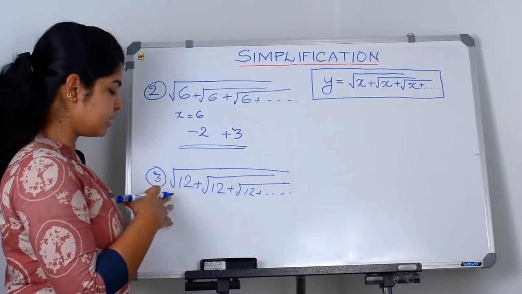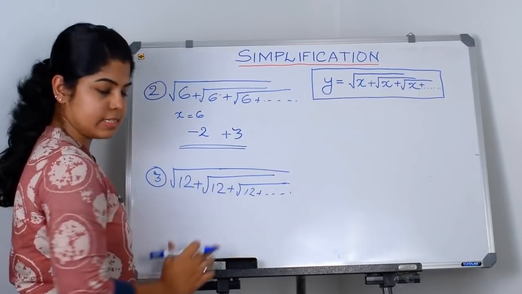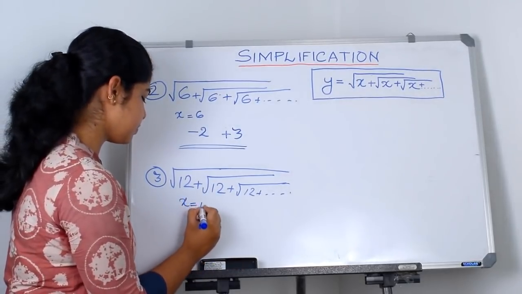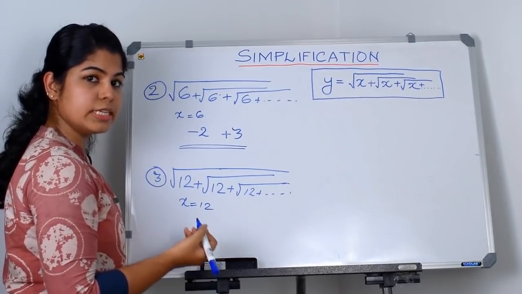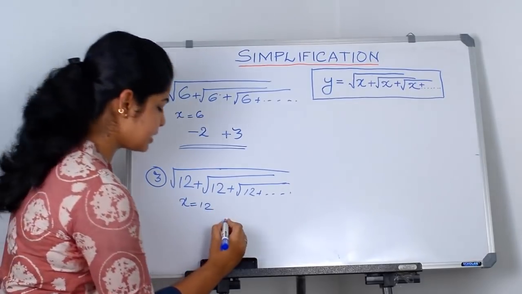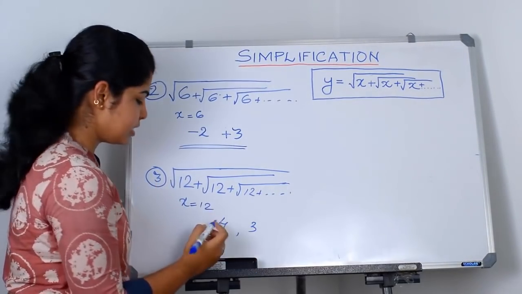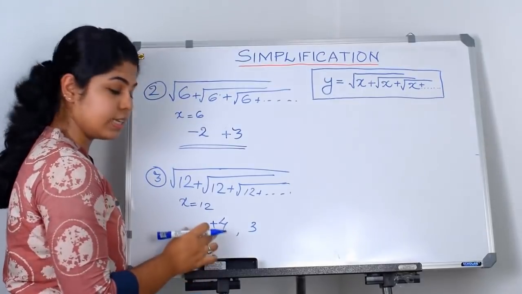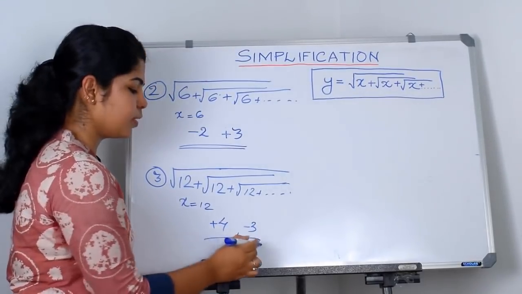Now let us solve this question, which is root 12 plus root 12 plus root 12 etc. Here what is the value of x? It is 12, and we have to find two consecutive numbers which give the product as 12, and it is clear that those numbers are 4 and 3. Next, just put a positive sign for the greater number and a negative sign for the smaller number. So this will be the answer.